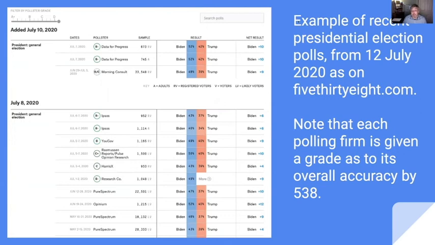These are from July. You'll notice that there are polling firms, Data for Progress, Morning Consult, Ipsos, Rasmussen, HarrisX, and they have a grade, which explains how accurate they are. How good of a polling firm are they? You'll see the sample. The one at the very top, 673 RV, registered voters. The one right below it, 745 A, adults. Below that, registered voters. And if you go all the way down to Rasmussen Pulse Opinion, 1,500 likely voters.